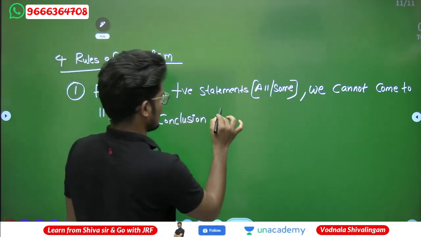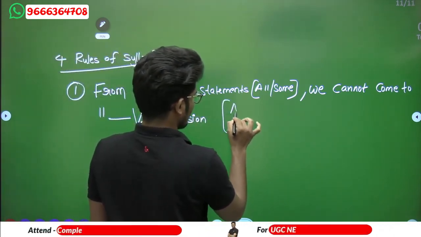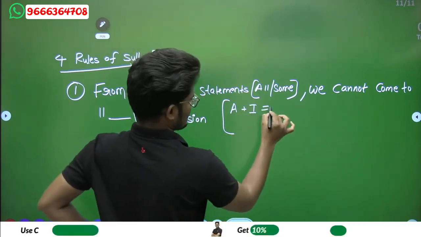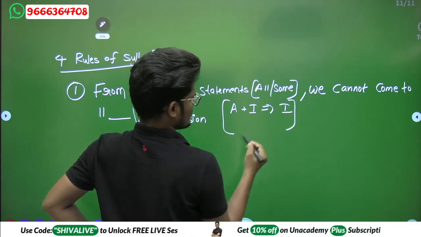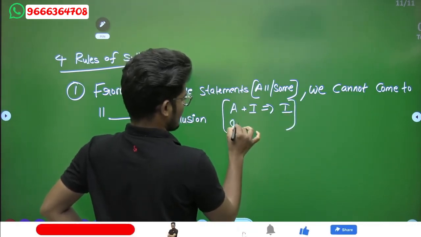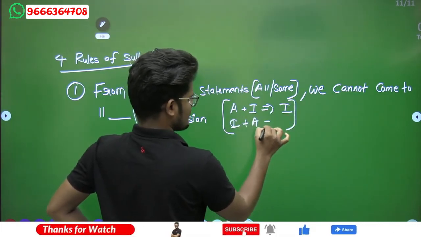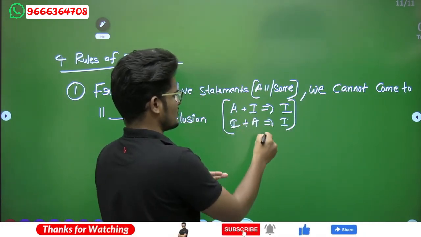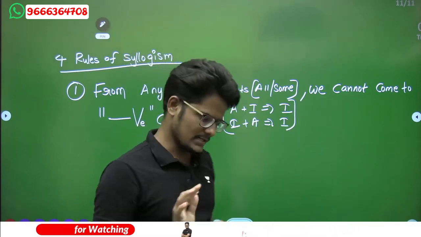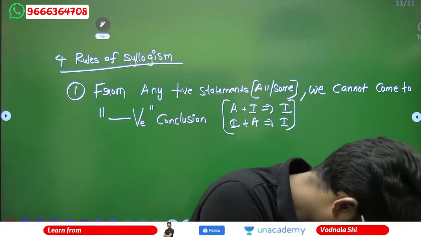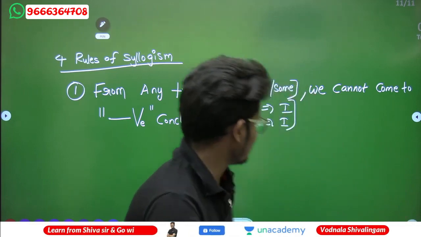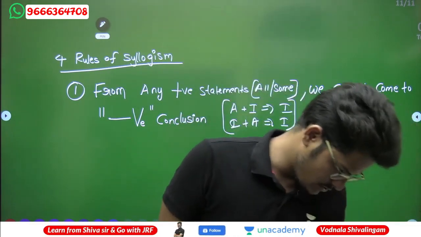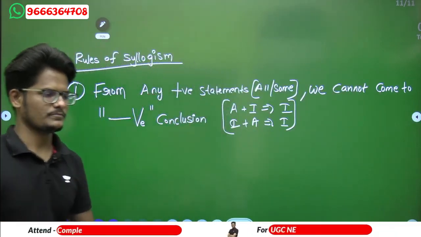So can I say it like this? A plus I, both are positive statements, so the conclusion must be I, positive only. And I plus A must also be I only, a positive one. But A plus I and I plus A should not give O or E. In the all and some case, it must give the some conclusion only, and a positive conclusion only will come. There should not be any negative conclusion.